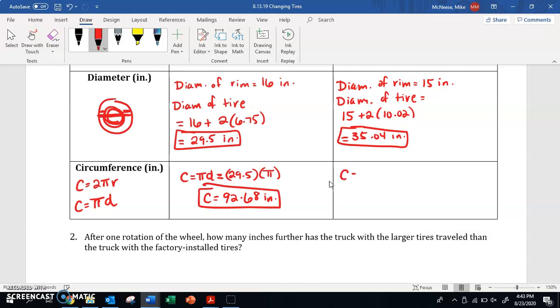And then over here, circumference again just equals pi times diameter. So we're going to have 35.04 times pi. So circumference is equal to 110.08 inches.